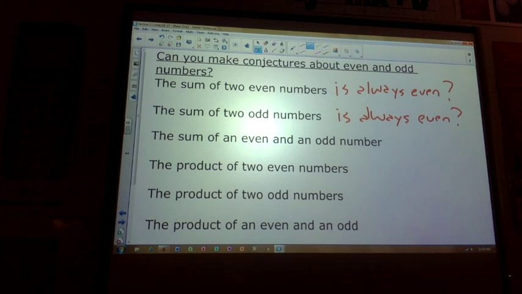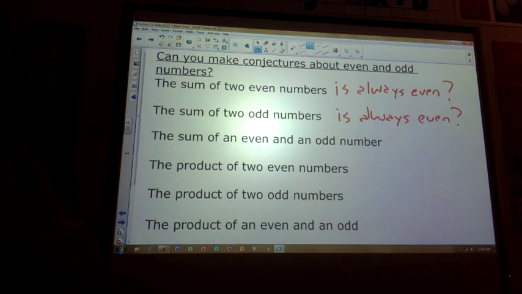The sum of an even and an odd number. Oh, we're gonna get this. If I add 3 and 10, I get 13. 3 and 8, I get 11. Is it always odd?